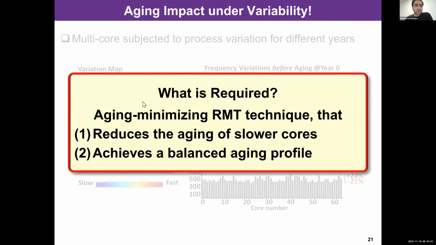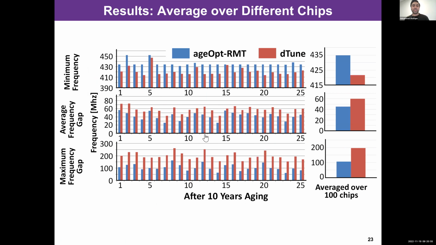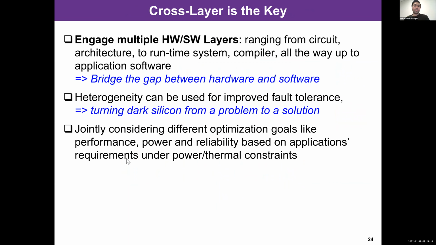So in the previous work, DTune, we integrated the variation in the cost function, and by doing so we improved the minimum frequency of the core, and we bridged the gap, or reduced the gap, between the maximum frequency and the minimum frequency. In this way, the number of cores which can be used for all types of tasks is increased over the period of time. Now, the bottom line of this initial study was that cross-layer is the key.